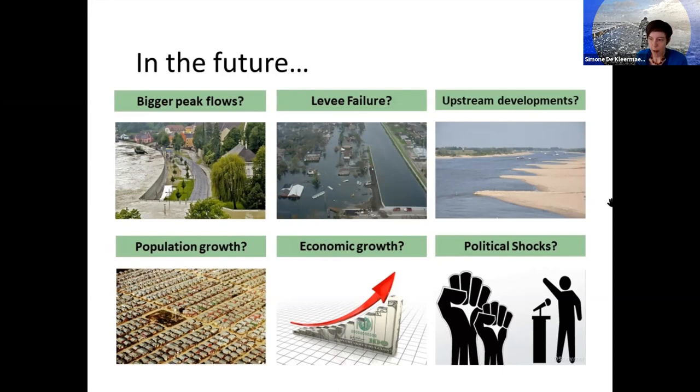And we can potentially count on economic growth in the future to pay for any future flood safety projects, but maybe not, who knows. And then of course we need to be aware that the current political climate might not remain forever, so we need to make sure that we can take the decisions later that we think are a good idea currently. So, an uncertain future.